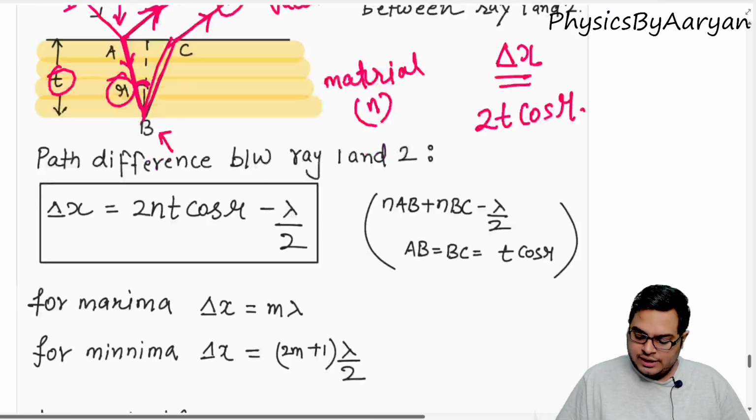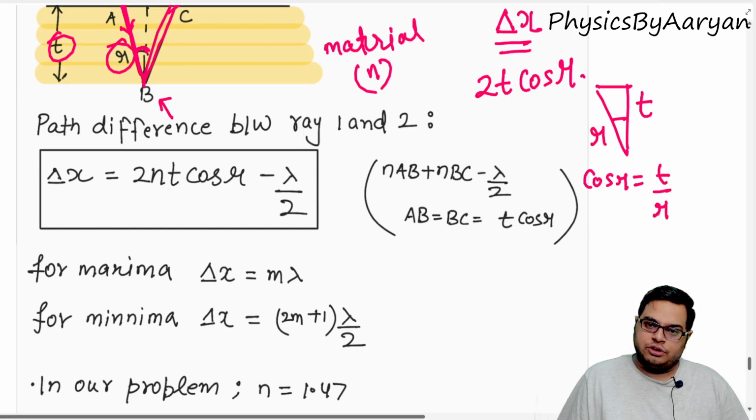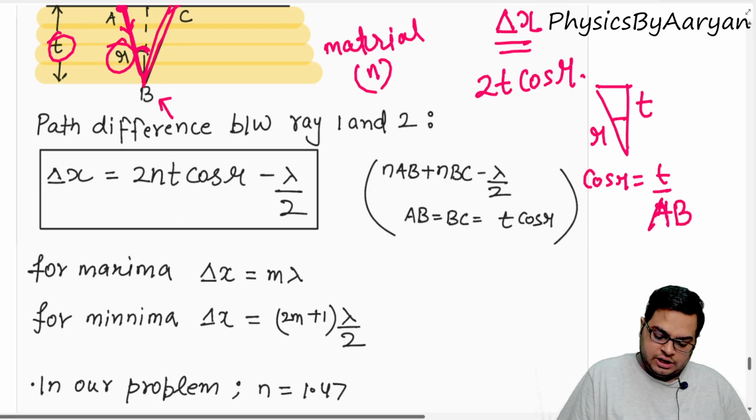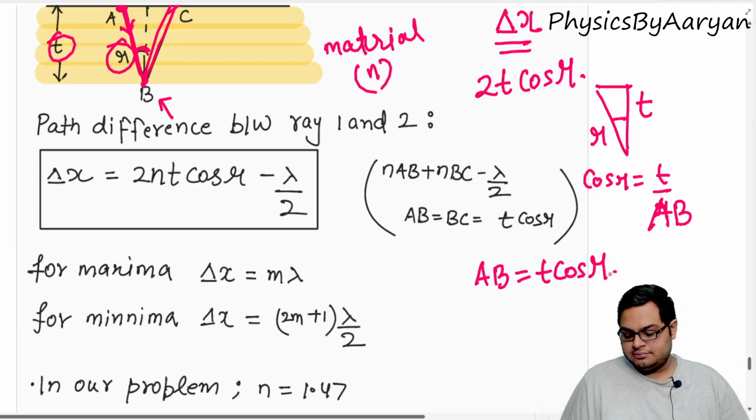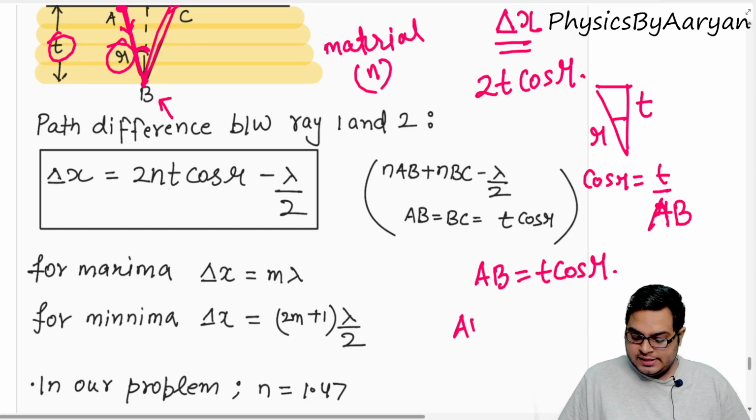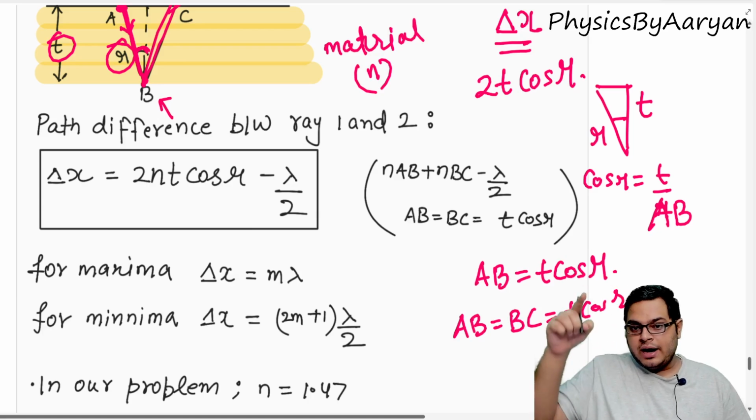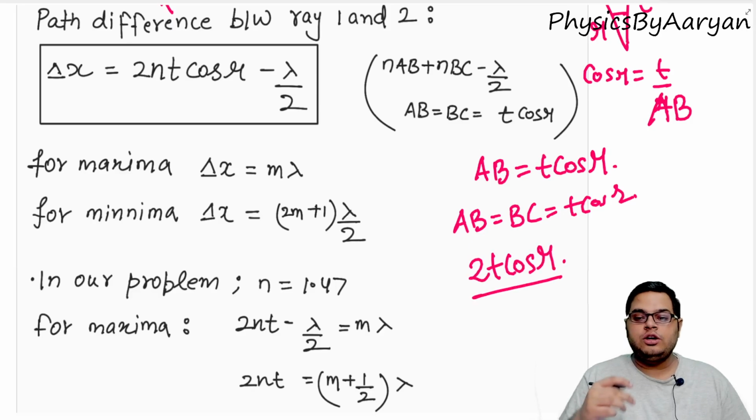How am I saying that? If you look at this triangle, you can clearly see that this thickness is t and this angle is r. If I take cos r, I will get base upon hypotenuse, right? And what is the hypotenuse? The hypotenuse is AB. So this is A and B. So AB is going to be t over cos r. AB is t over cos r, and AB and BC are both equal. So the total path difference is going to be 2t cos r. That is going to be the total path difference.